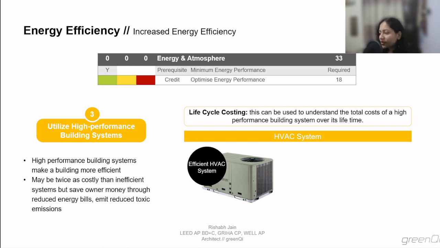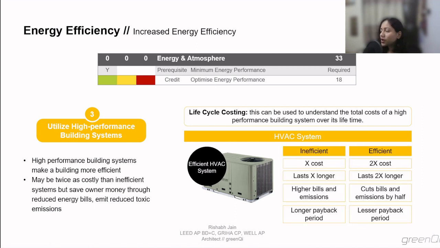To understand that, or to make an informed decision, it is important to conduct a life cycle costing based on what systems you're opting for. Life cycle costing would be to analyze the capital cost of the system and then do an analysis based on the savings in the operational cost. This will give you a comparison of the payback period of the efficient system that you're installing, and it can help us make an informed decision very early in the stage.